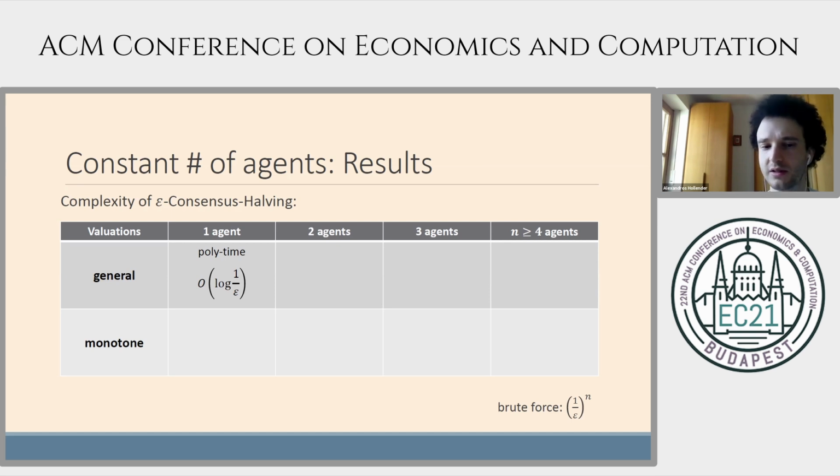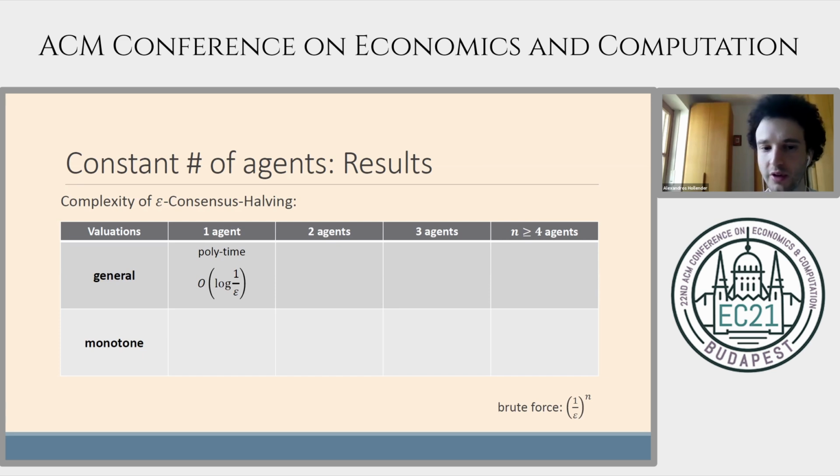And just to give an idea of what we should compare this quantity to, I've put down there on the right that there's always a brute force algorithm that solves the problem with 1 over epsilon to the n queries, where n is the number of agents. So having an algorithm that solves this in log time or even polylog time is what we consider to be an efficient algorithm, as opposed to doing brute force. So this is for one agent.